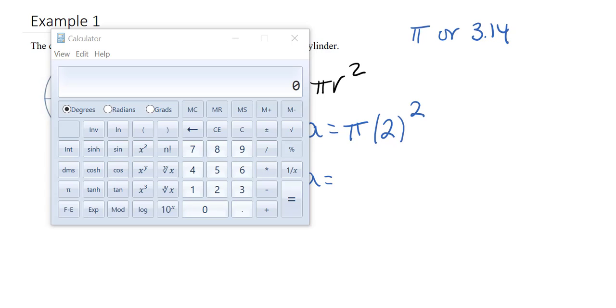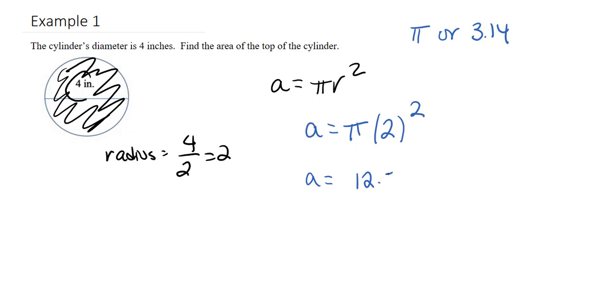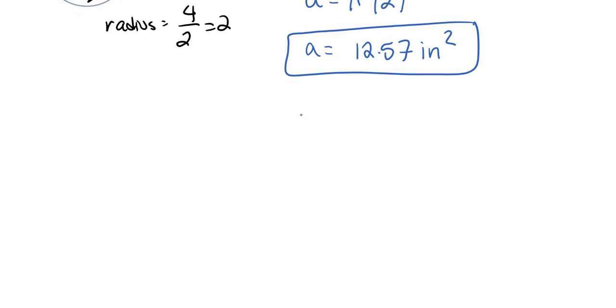So let's go ahead and get our calculator. I'm going to show you. If we go pi, this little pi button right here, see how it continues on forever with the numbers. So we have pi, and now we have times 2 times 2, because that means we have 2 copies of 2, and we just multiply them all together. And we get 12.57. This is inches squared.